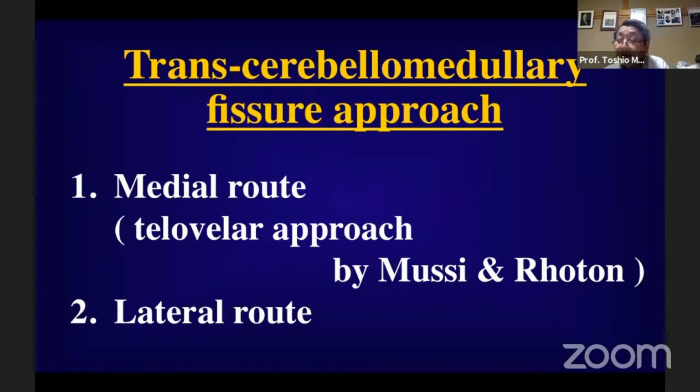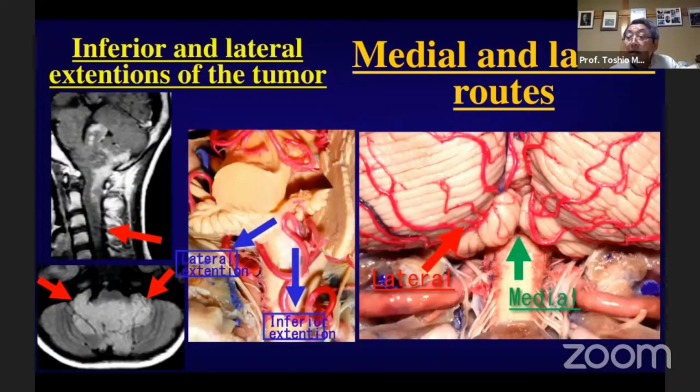For the past 30 years, I have utilized the opening of the cerebromedullary fissure for various kinds of lesions in or around the fourth ventricle and developed the transcerebromedullary fissure approach. The approach has mainly two routes, medial and lateral route. Since tumors in the fourth ventricle extend inferiorly and laterally through the cerebromedullary fissure, we can approach the ventricle not only from the medial side, but also from the lateral side.